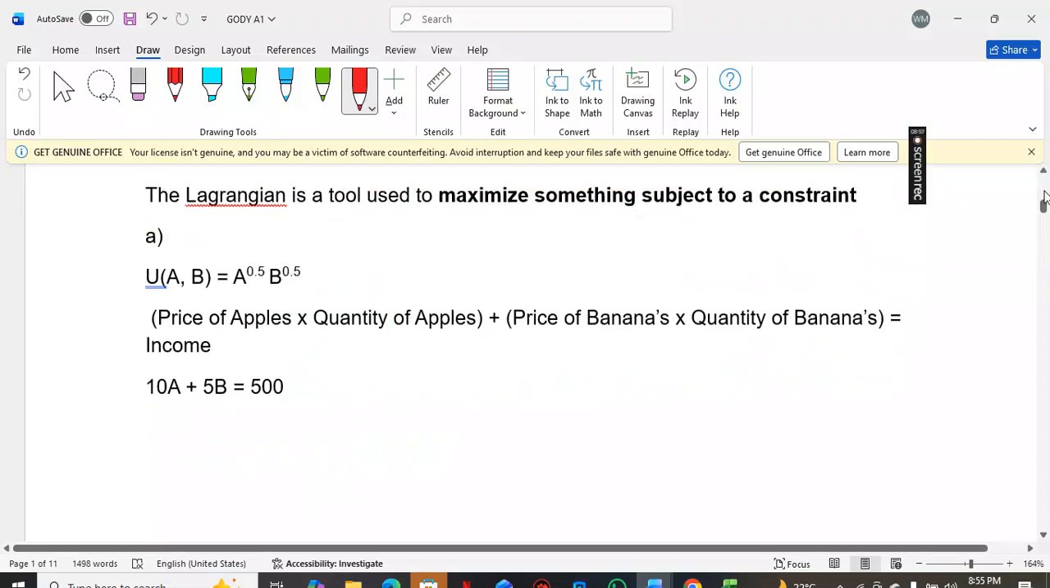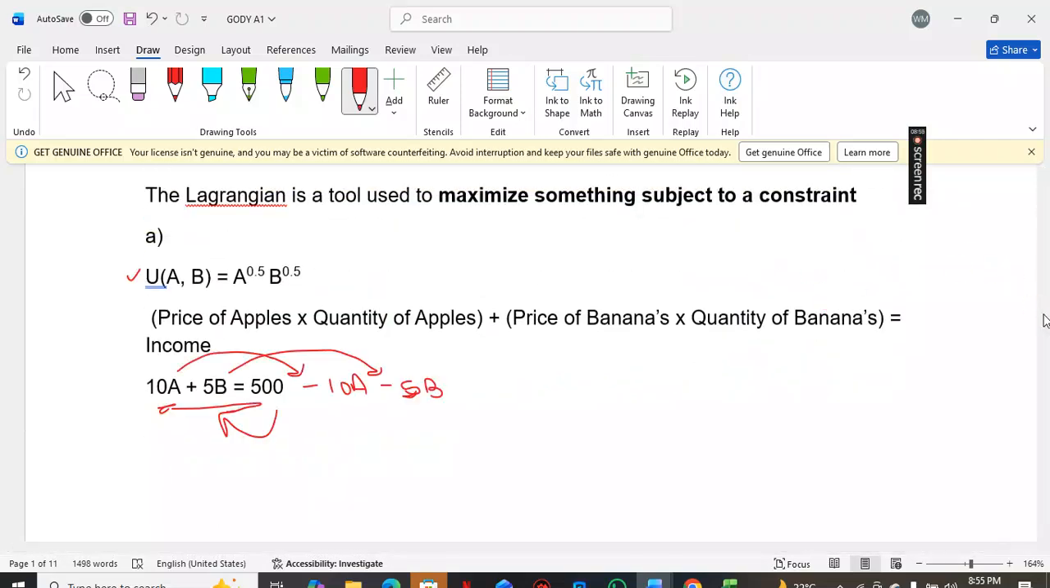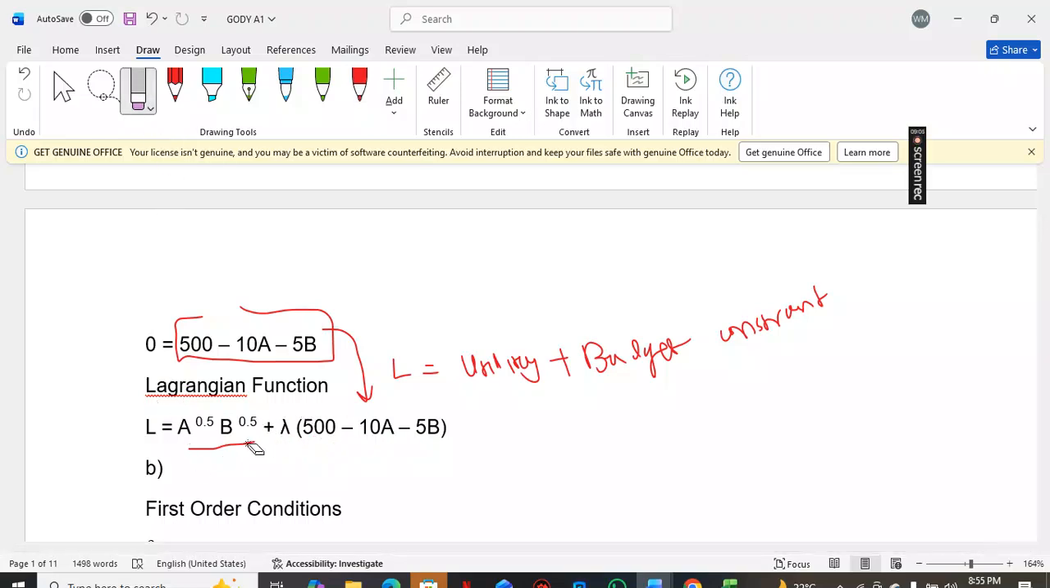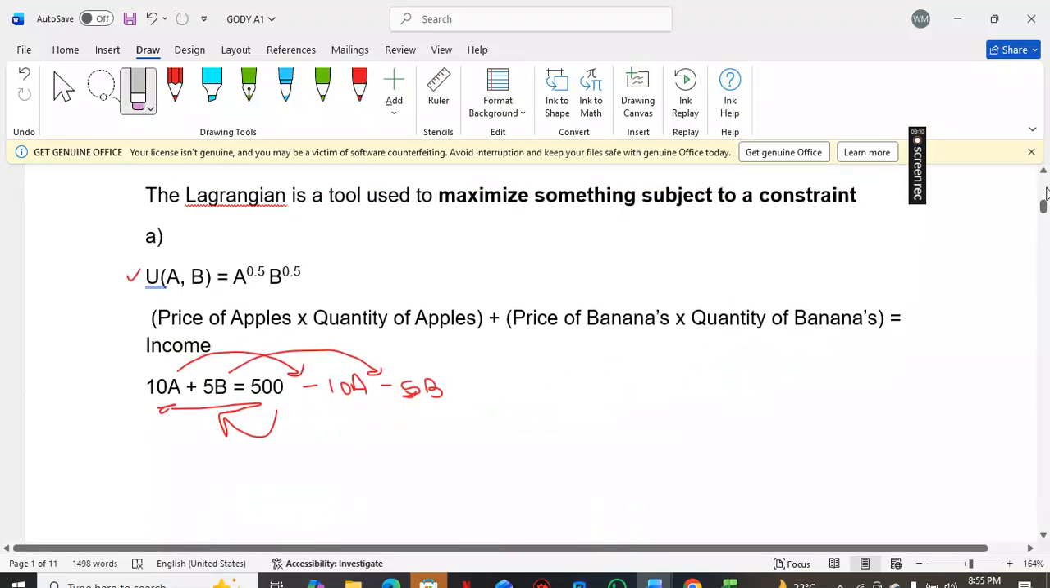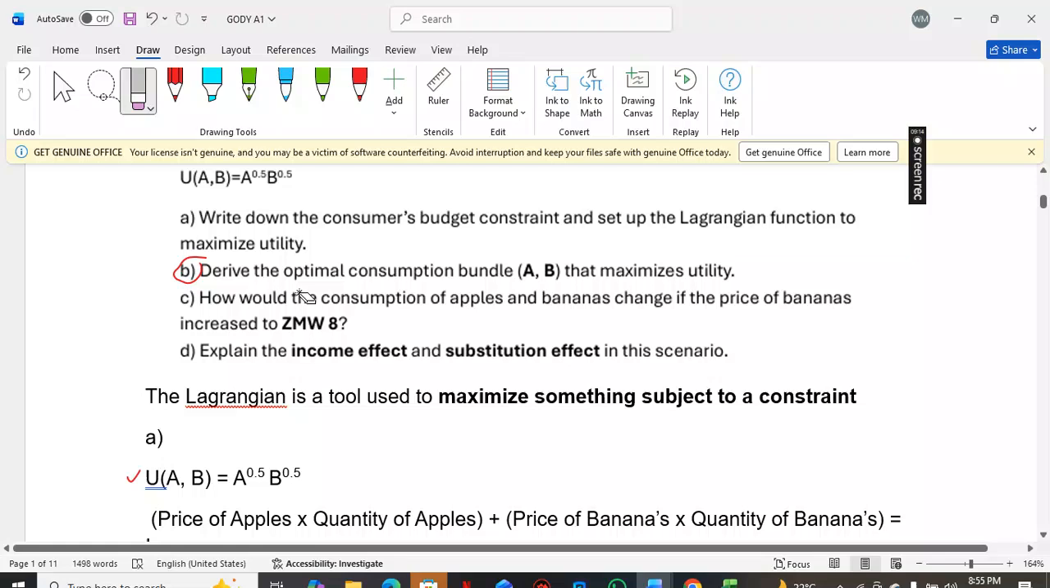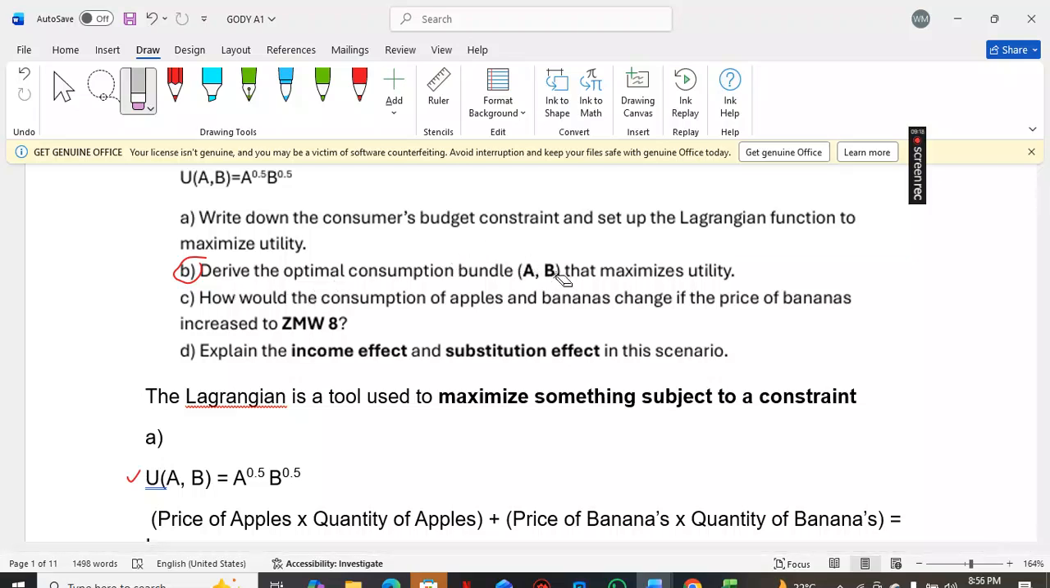Okay, so that's part A. We've set up the function here. This is the function that they wanted us to set up, and we've already got our budget constraint equation. Part B: derive the optimal consumption bundle A, B that maximizes utility.